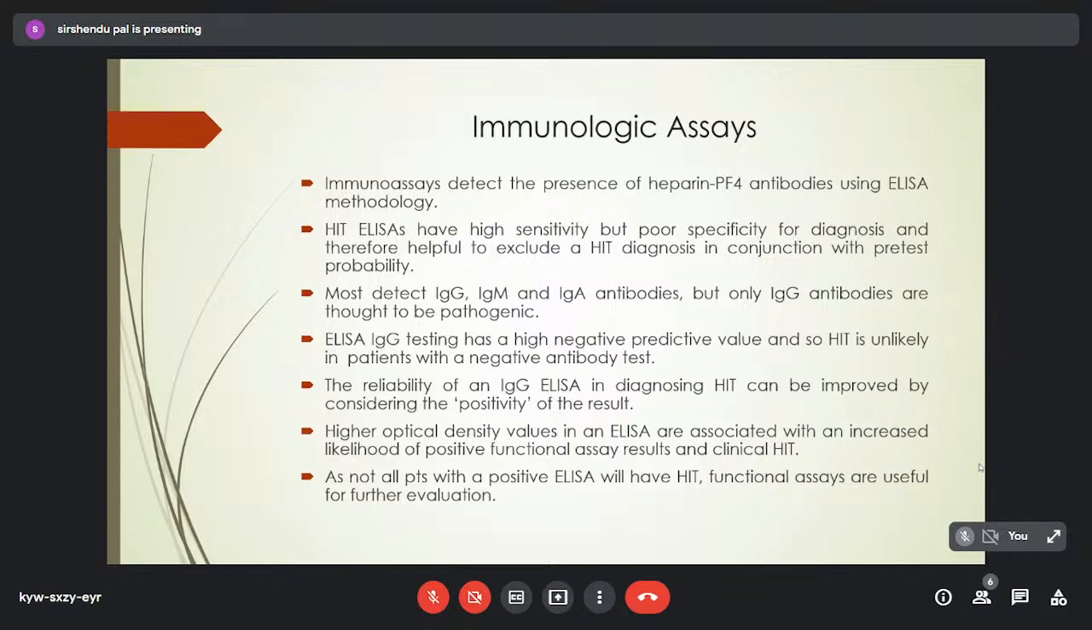So ELISA IgG testing has a high negative predictive value, and so HIT is unlikely in patients with a negative antibody test. The reliability of an immunoglobulin ELISA in diagnosing HIT can be improved by considering the positivity of the result, that is, higher optical density values in an ELISA are associated with an increased likelihood of positive functional assay results and clinical HIT. As not all patients with a positive ELISA will have HIT, functional assays are useful for further evaluation.